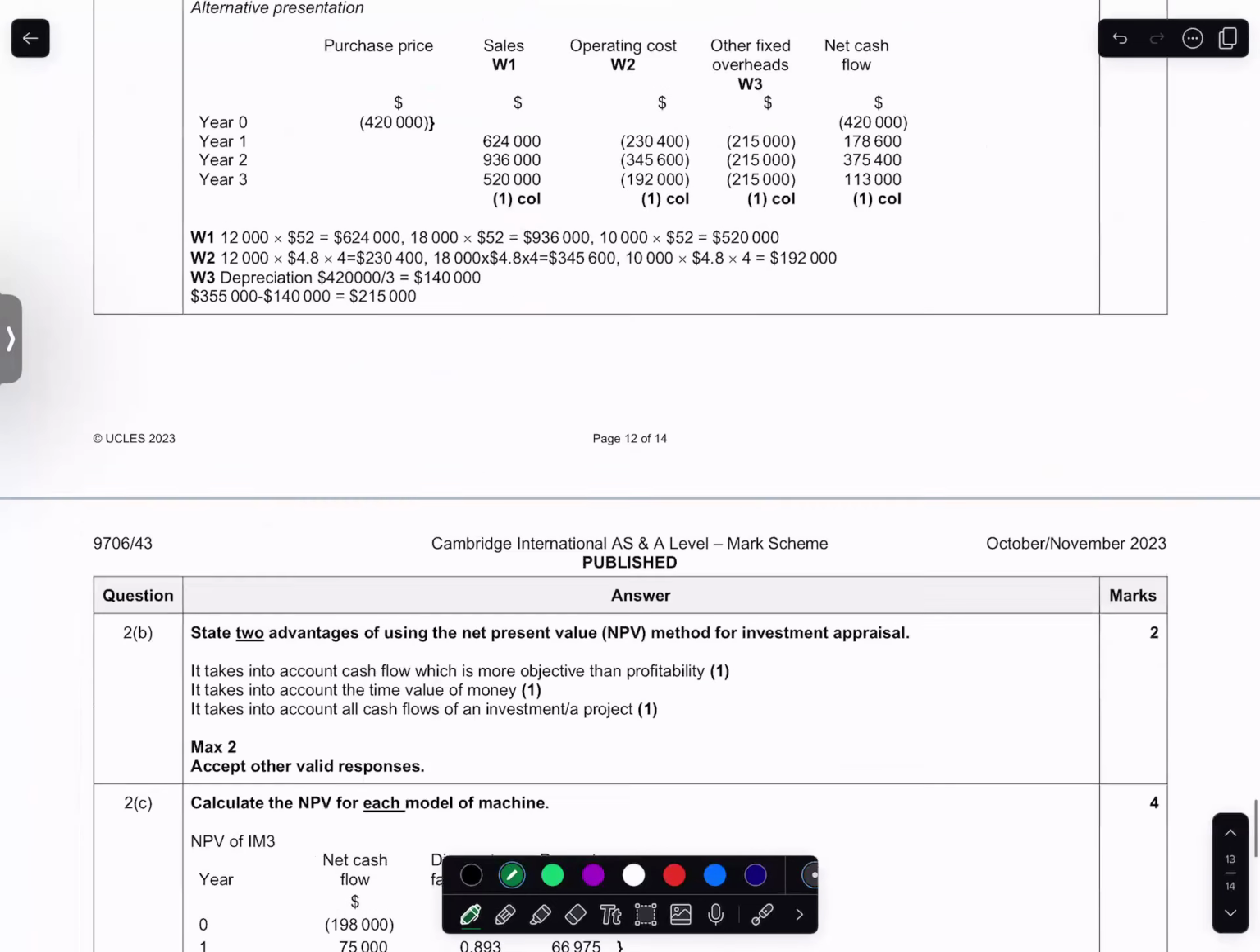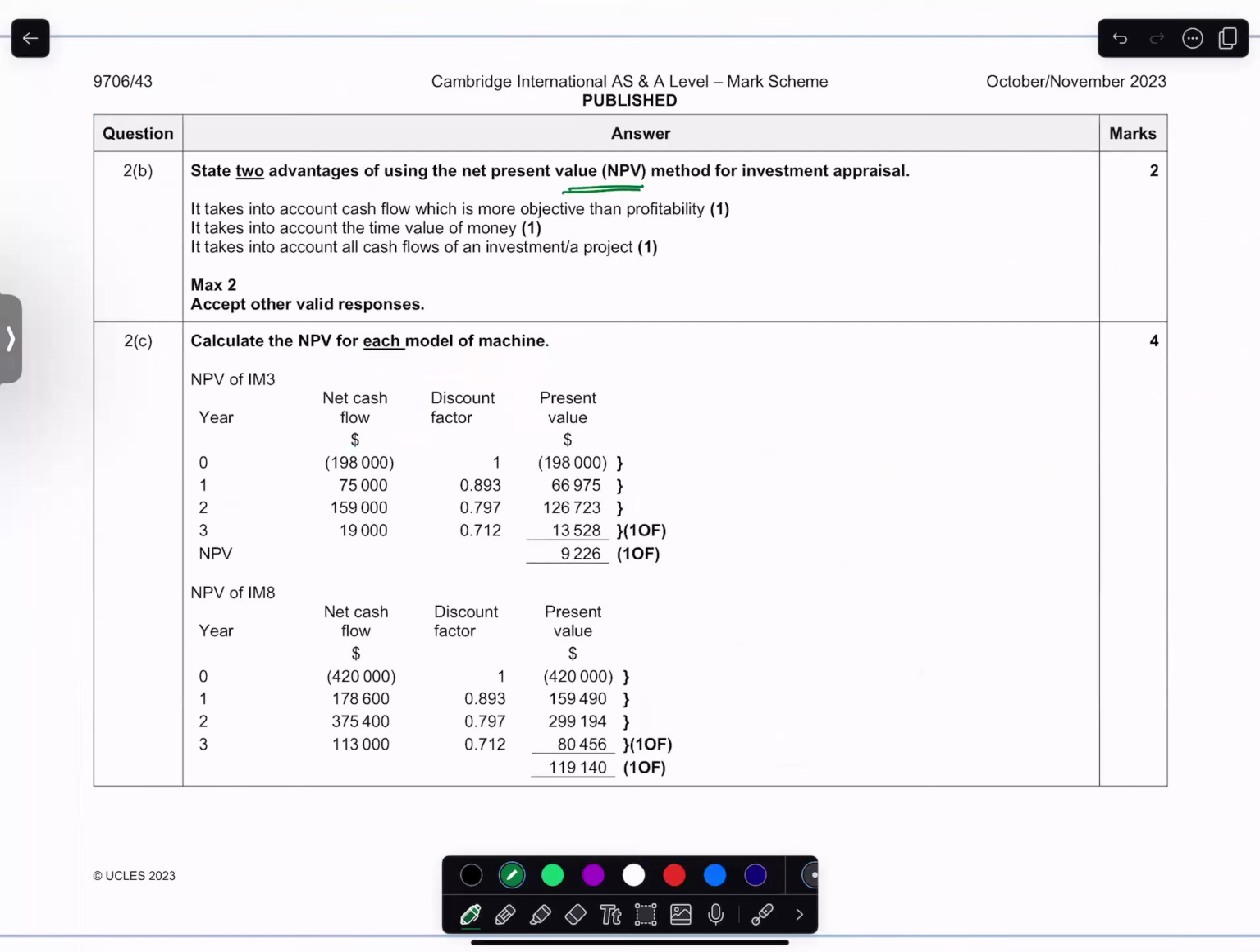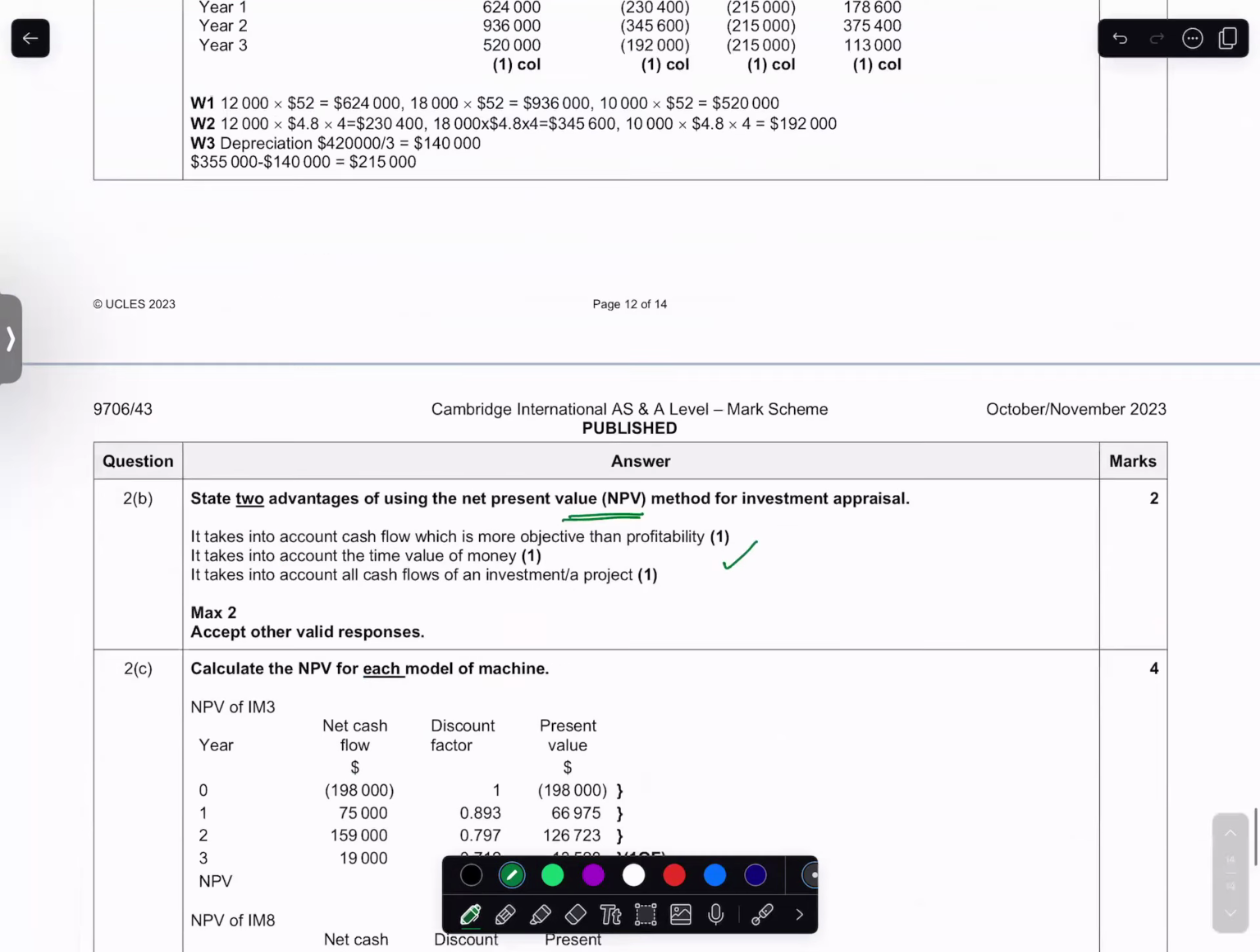Two advantages of using NPV. What are the advantages of using NPV? So I wrote the first two. It takes into account cash flow, which is more objective than profitability, and it takes into account the time value of money. Very good. Now the C part.